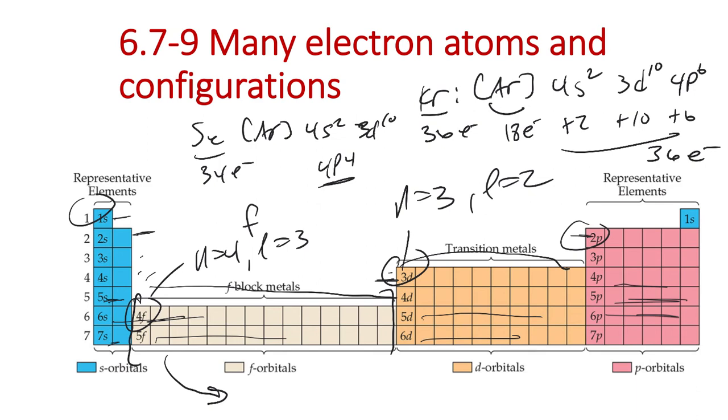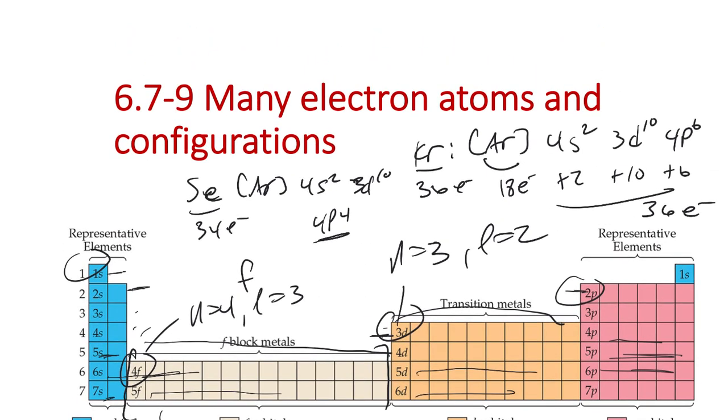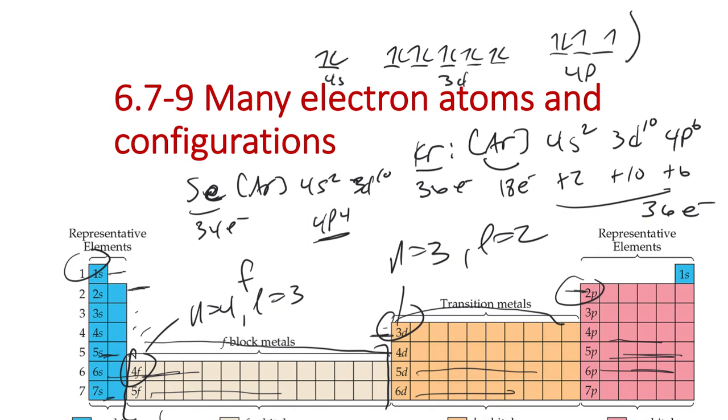And so the key is thinking of our diagram for selenium: we have the 4s, the 3d, and then the 4p. So we'd have 2 electrons in the 4s, 1, 2, 3, 4, 5, 6, 7, 8, 9, 10 in the d subshell, and then 1, 2, 3, 4. So sometimes we'll ask a question like, how many unpaired electrons does an atom have in its ground state electron configuration? Well, for selenium, it would have 2 unpaired electrons.